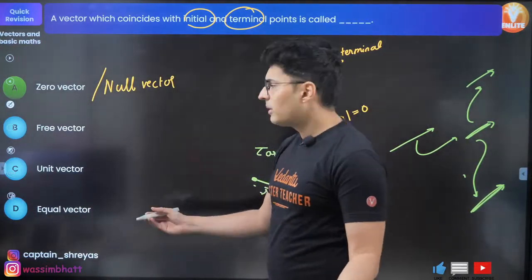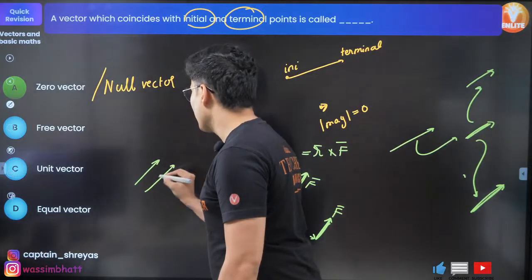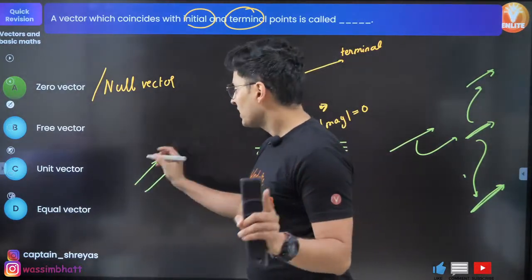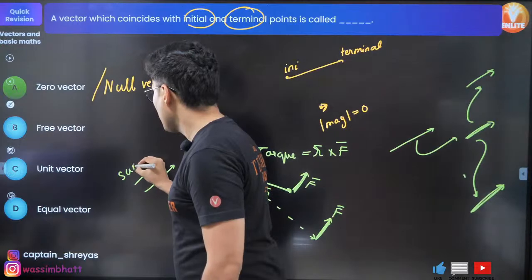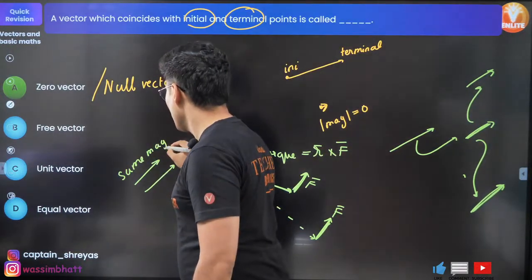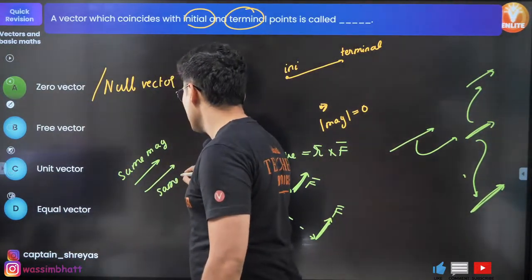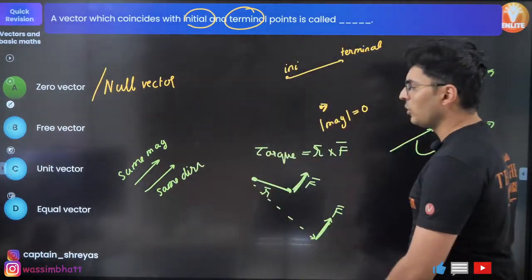Equal vector we know, equal vector means the two vectors are equal in direction and magnitude. Same magnitude and same, obviously, direction. Moving on to the next points.